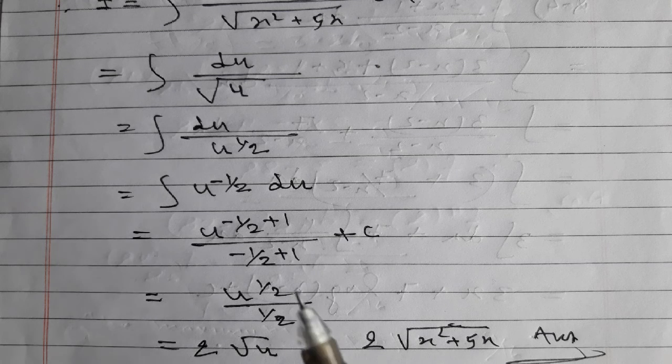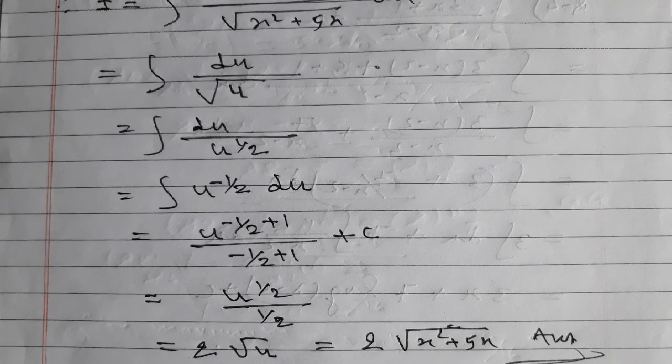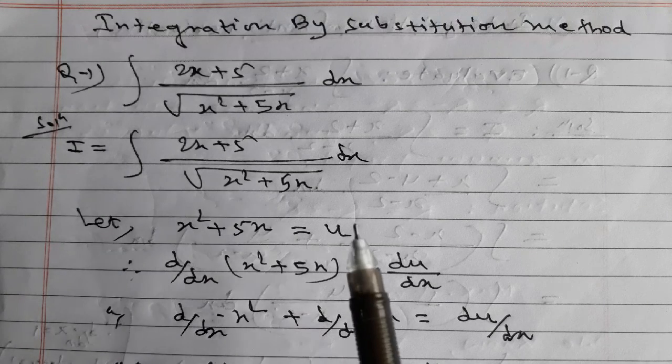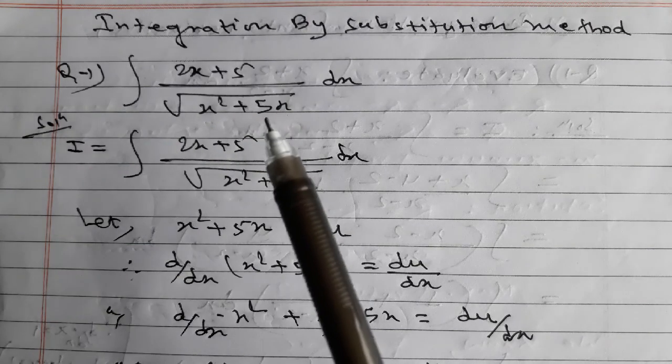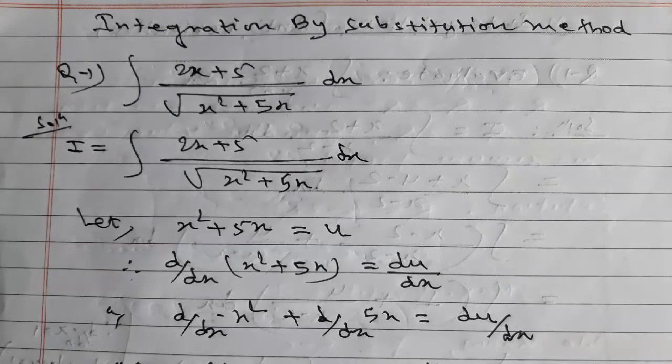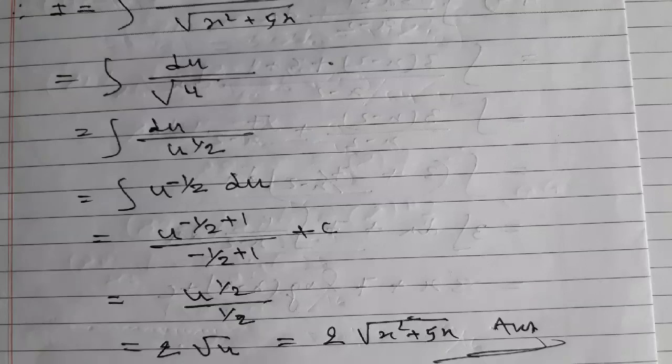Then we get the antiderivative of the given function equal to 2 root x squared plus 5x, which is the required antiderivative of the given function. So the antiderivative of 2x plus 5 by root x squared plus 5x by the method of substitution is 2 root x squared plus 5x.